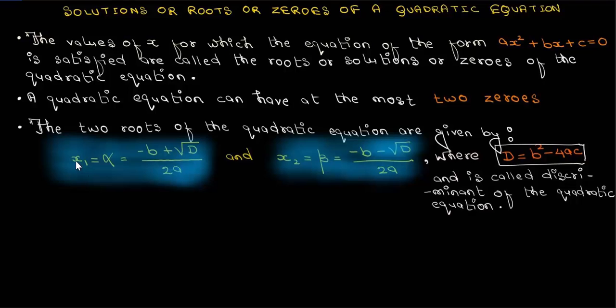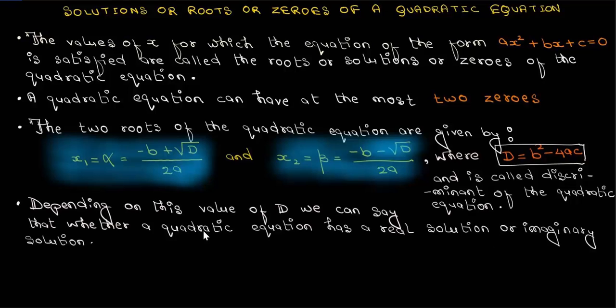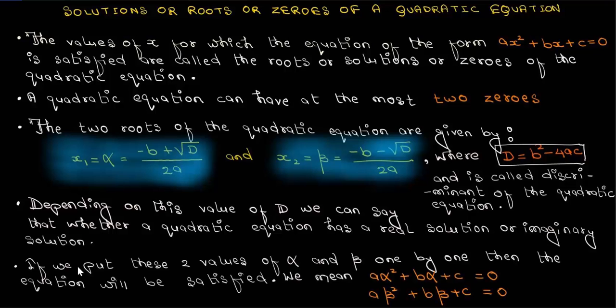We consider this one root as x1 and the other root as x2, or we call this x1 as alpha and this x2 as beta. So these are the two roots, and we know d is equal to b square minus 4ac and is called the discriminant of the quadratic equation. Depending on this value of d, we can say whether a quadratic equation has a real solution or imaginary solution. If we put these two values of alpha and beta one by one, then the equation will be satisfied.